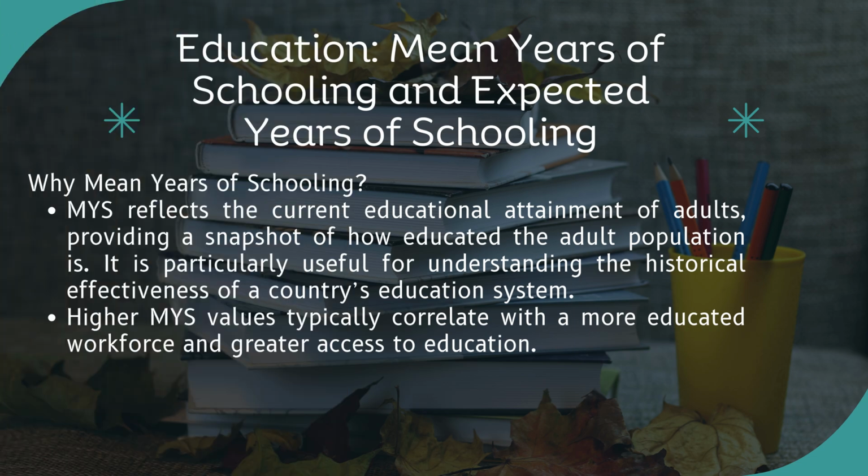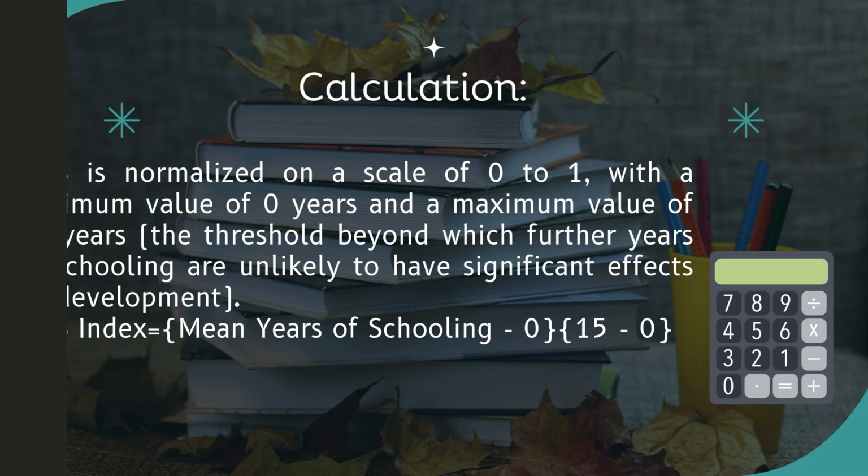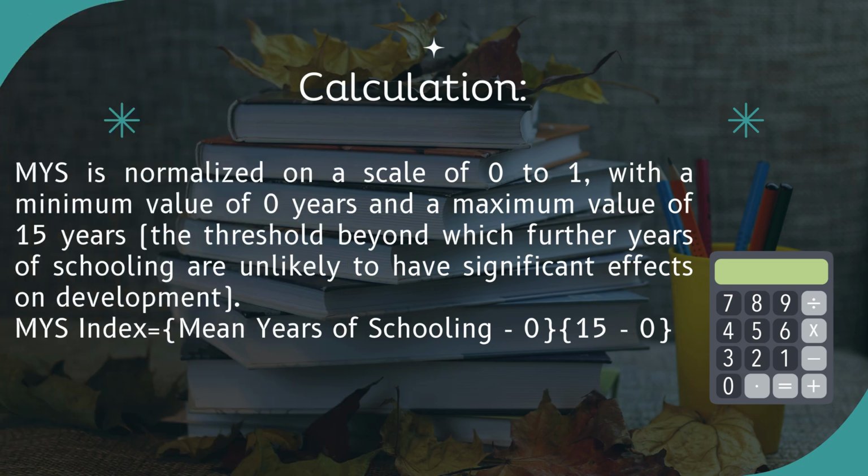Why mean years of schooling? MYS reflects the current educational attainment of adults, providing a snapshot of how educated the adult population is. It is particularly useful for understanding the historical effectiveness of a country's education system. Higher MYS values typically correlate with a more educated workforce and greater access to education. Calculation: MYS is normalized on a scale of 0 to 1, with a minimum value of 0 years and a maximum value of 15 years, the threshold beyond which further years of schooling are unlikely to have significant effects on development. MYS index is equal to mean years of schooling minus 0, divided by 15 minus 0.